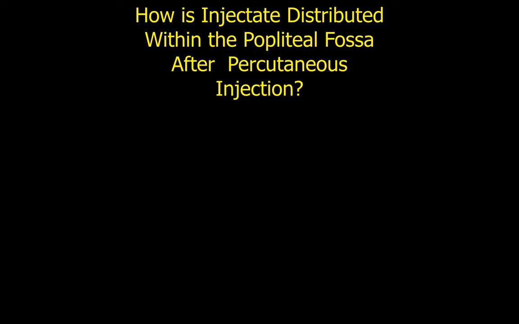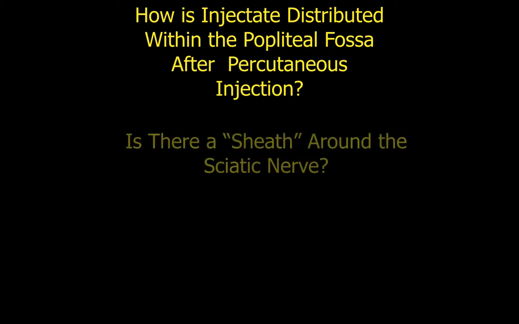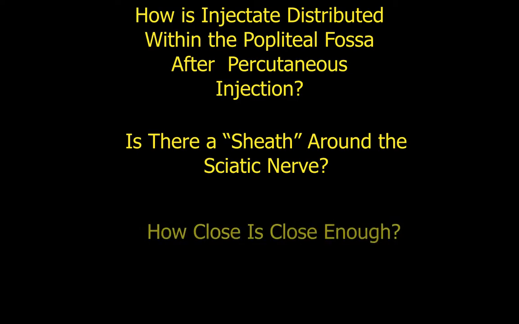In the next few slides, we will examine how injectate is distributed within the popliteal fossa after percutaneous injection. Specifically, we'll discuss whether there is a sheath surrounding the sciatic nerve and what factors determine how closely the needle must be positioned to the sciatic nerve for successful injection.